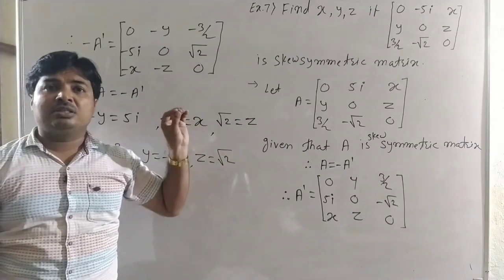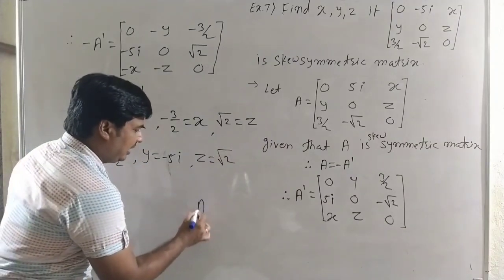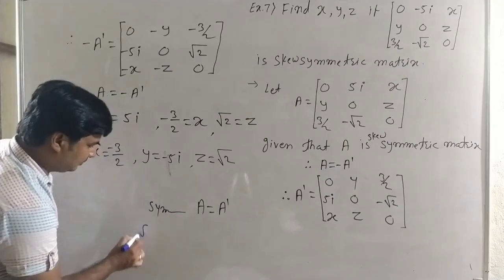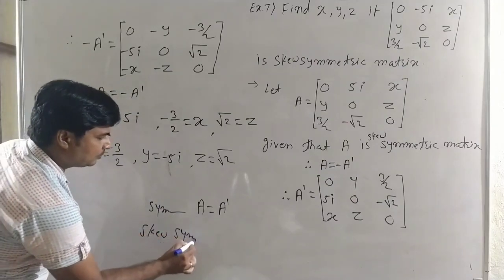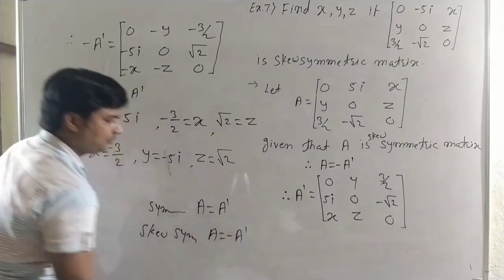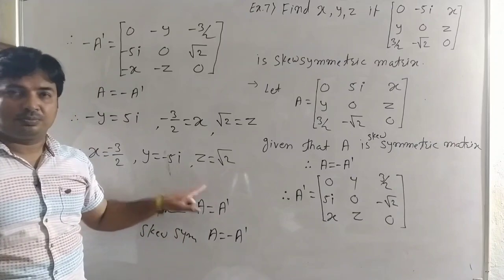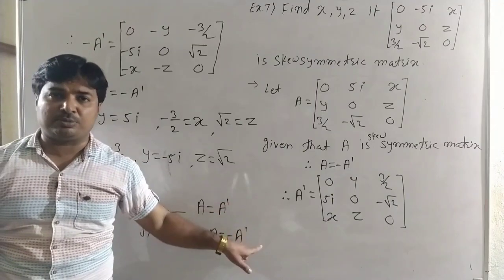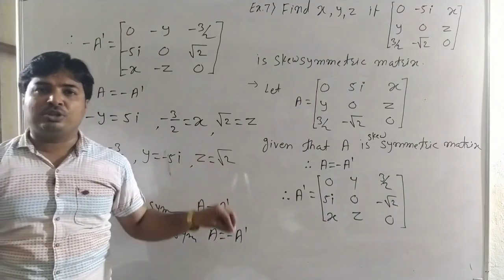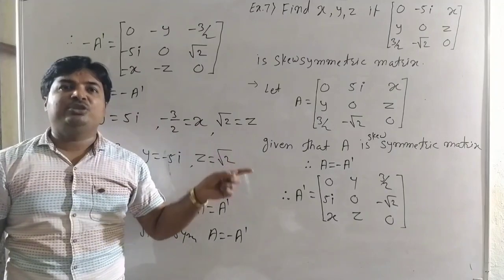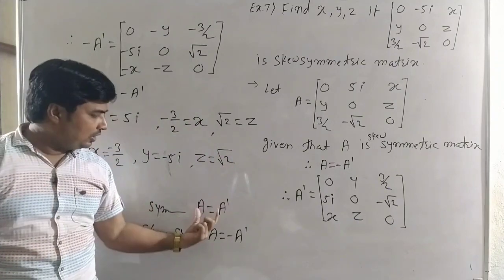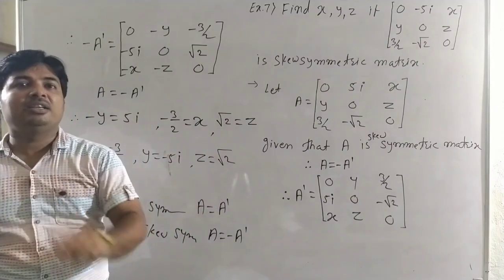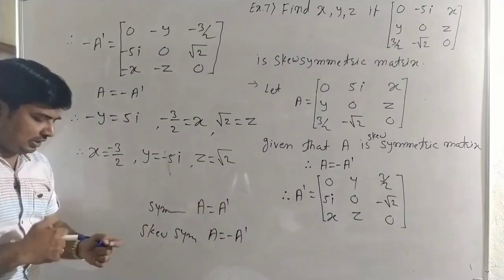Okay, here the definition concept is clear. A is equal to A dash is symmetric, and skew symmetric is A is equal to minus A dash. Keep this concept properly in mind. A matrix equal to its transpose is symmetric, and a matrix equal to minus of its transpose is skew symmetric. And by position, elements Aij is equal to Aji is symmetric, and Aij is equal to minus Aji is a skew symmetric matrix. Okay, now we see the next example.